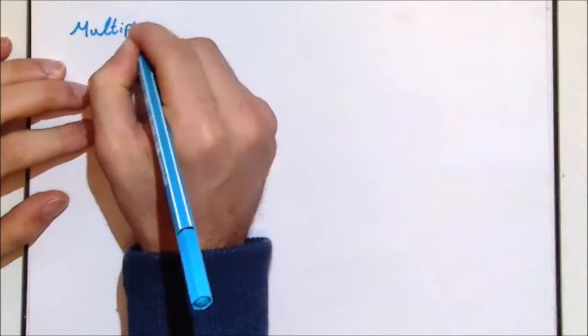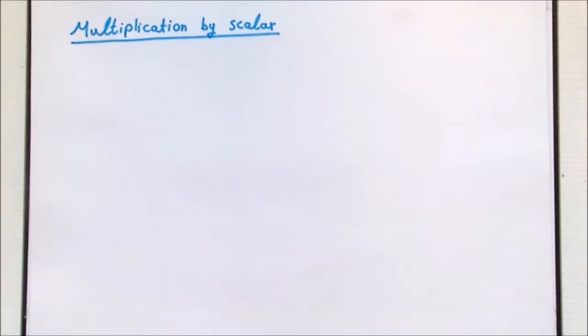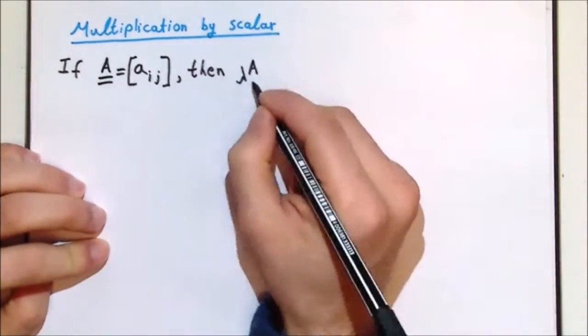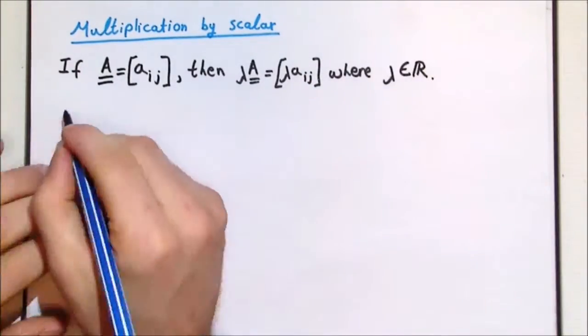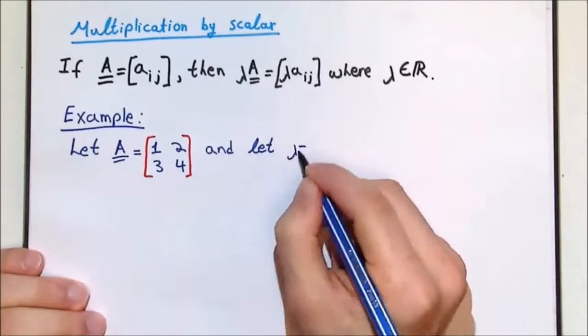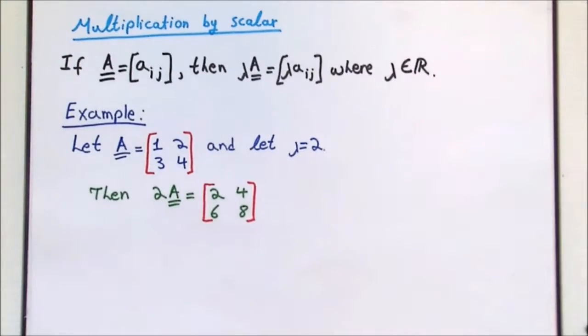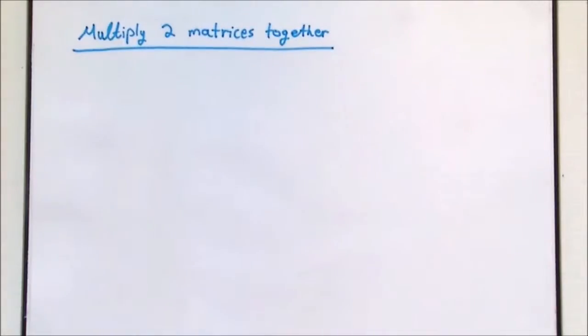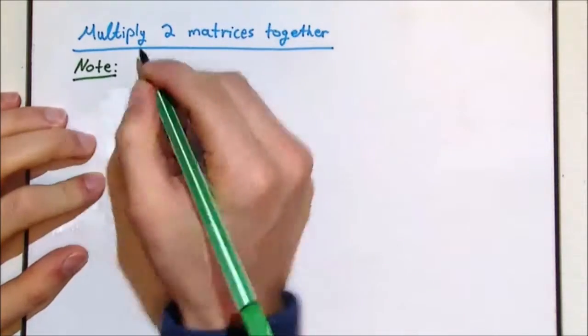On to multiplication. To multiply by a scalar is straightforward. Every element in the matrix is multiplied by the scalar. Simple, really. If we multiply the matrix by 2, everything inside it doubles. Multiplying a matrix by another is a little more tricky. Yeah, how do we do that?